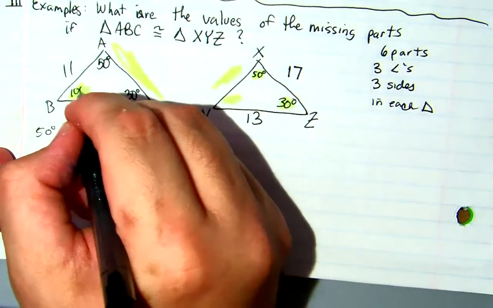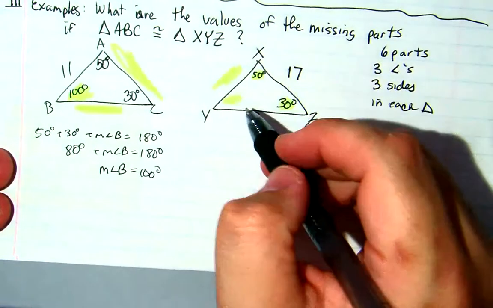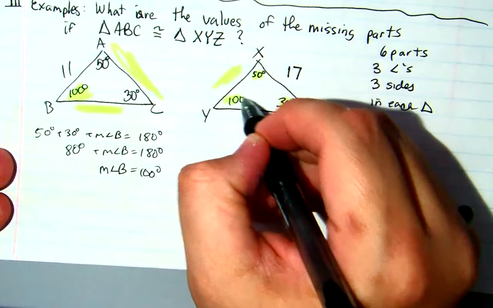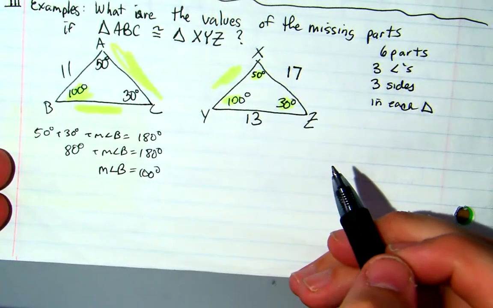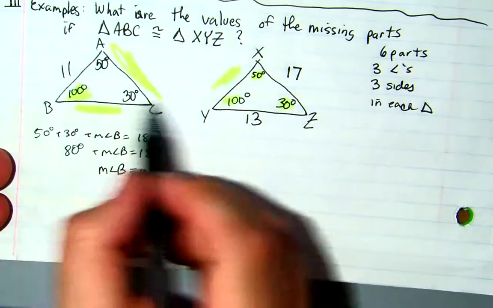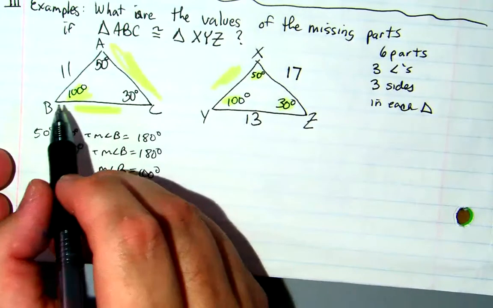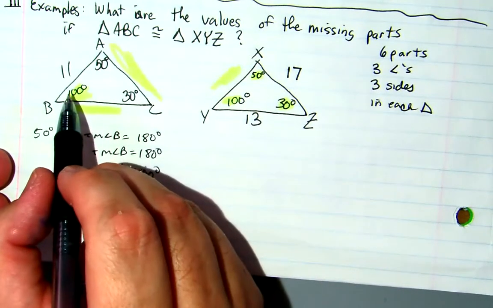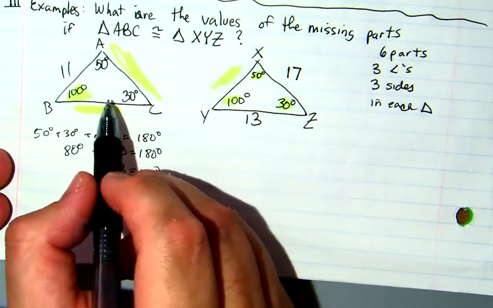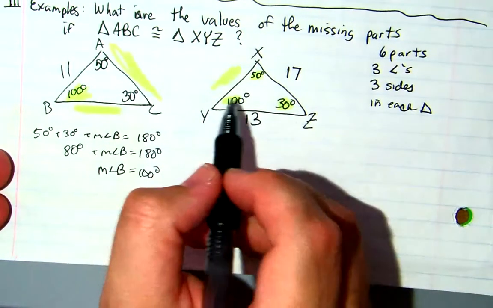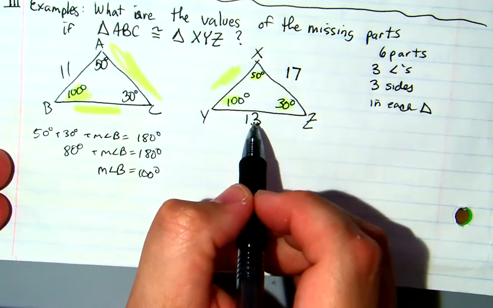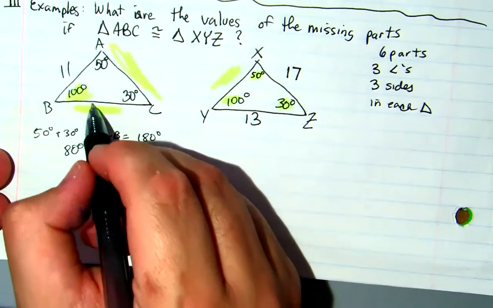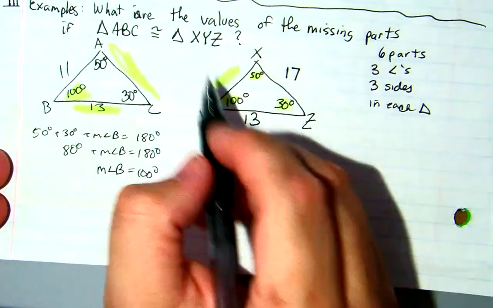So that one's 100 degrees, and this one is 100 degrees. All right, now, I don't know BC, but BC corresponds to the side that has one angle that's 100 and one angle that's 30. So you look in this triangle, there's 100, there's 30, there's the number 13. So this one is 13.